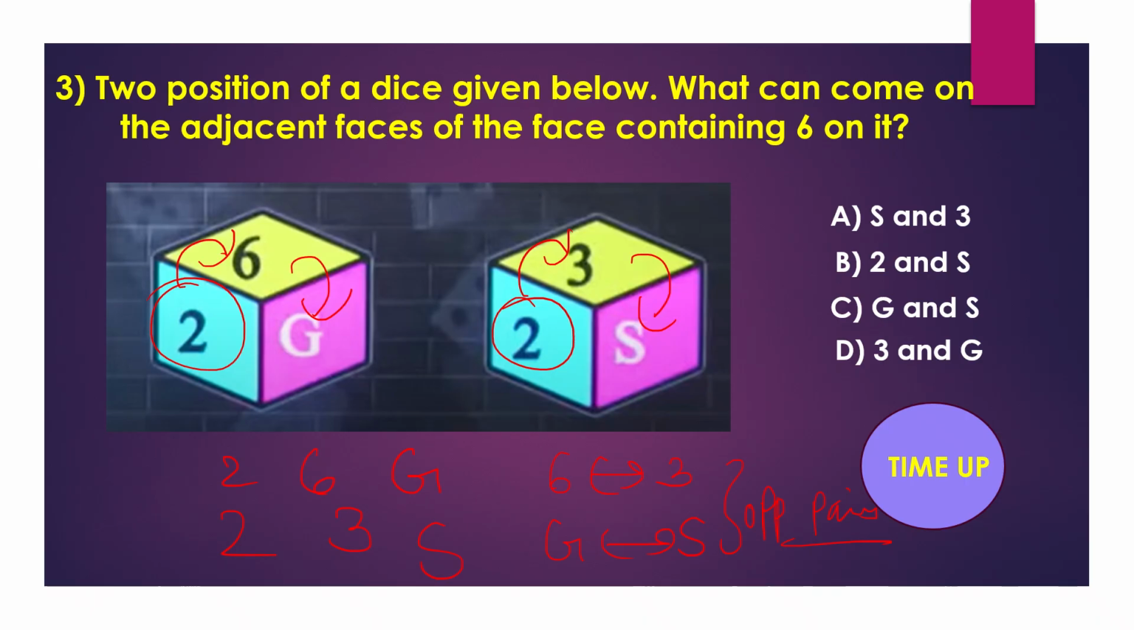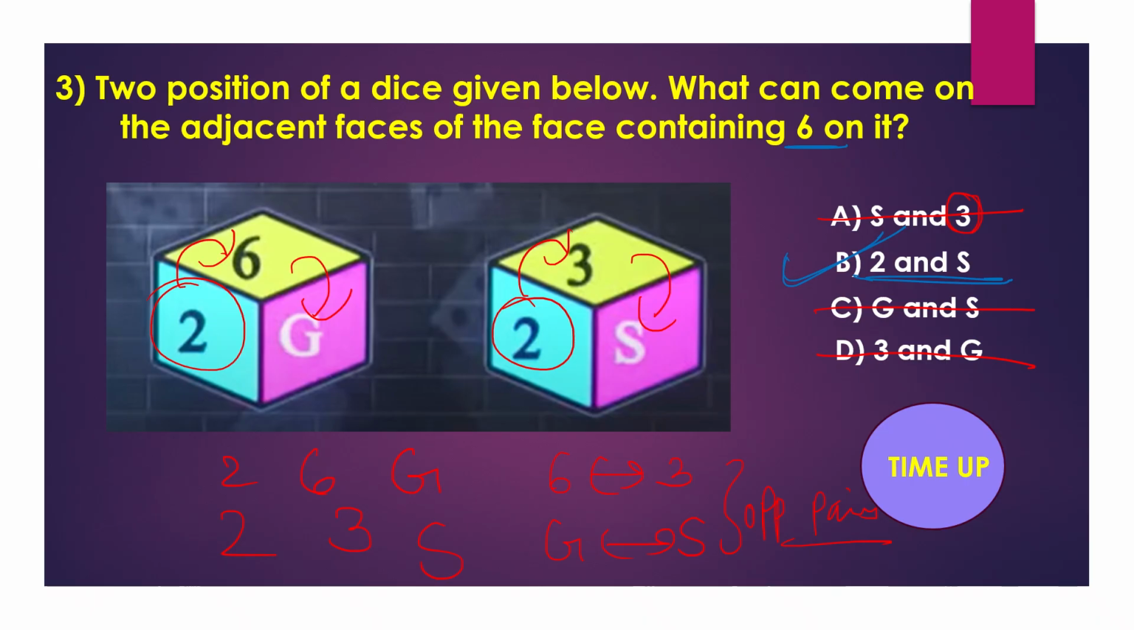So S, N, 3 you can eliminate because 3 is the opposite pair with 6. Eliminate that. G and S get eliminated. 3 and G also get eliminated. So what is left? 2 and S. 2 and S become the adjacent faces for 6.